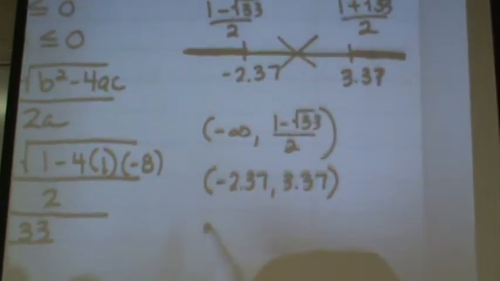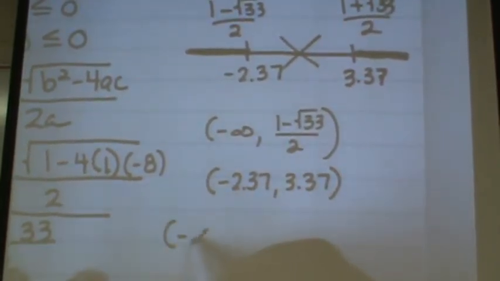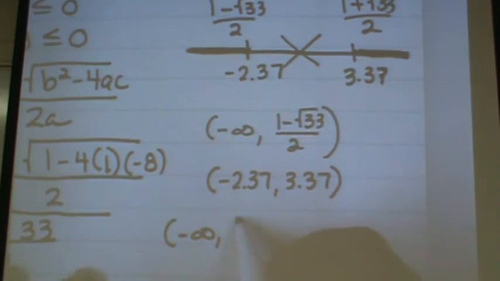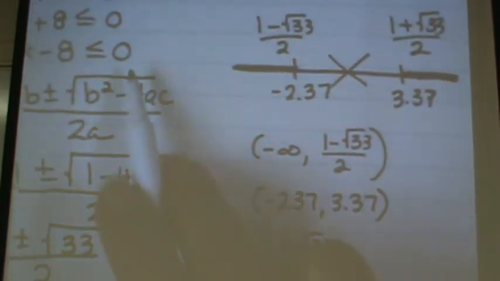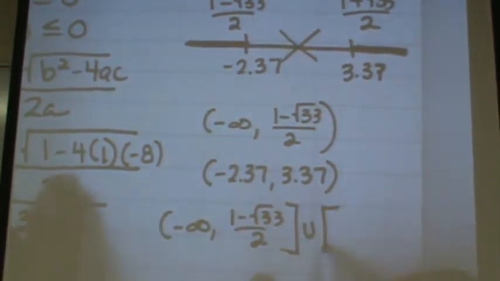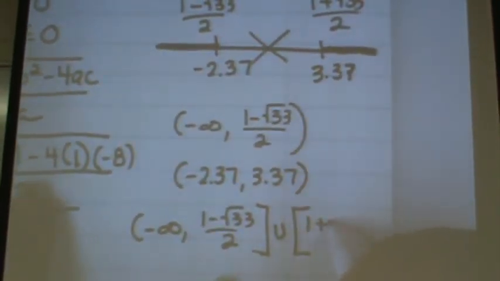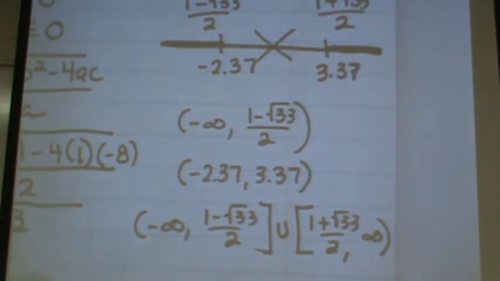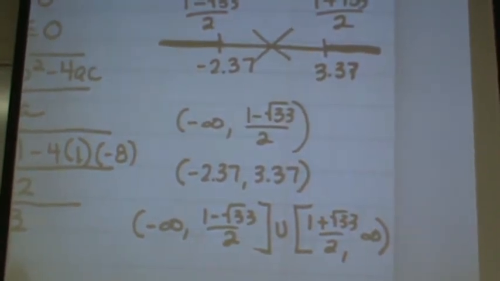It's going to be negative infinity, comma, (1 minus root 33) over 2. And we're going to use brackets because we're including these. And then union (1 plus root 33) over 2, comma, infinity. And we're done with that one. It was a tough one.